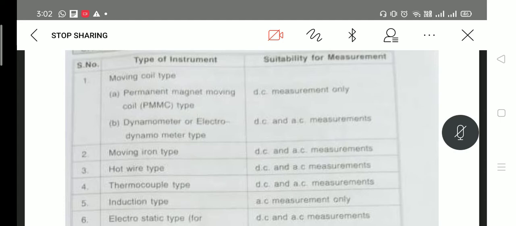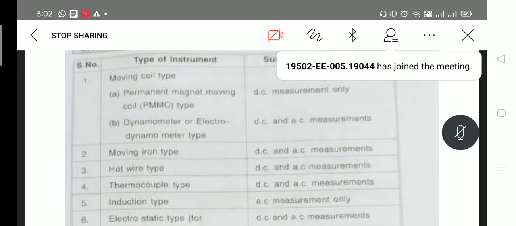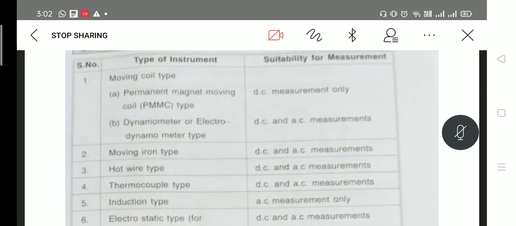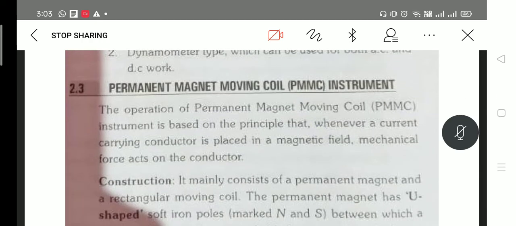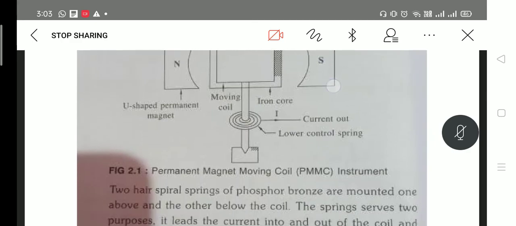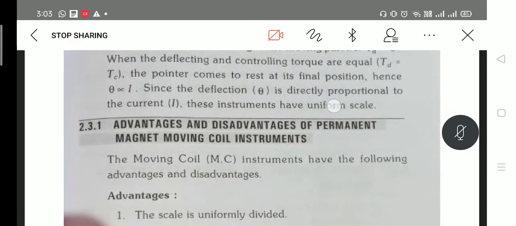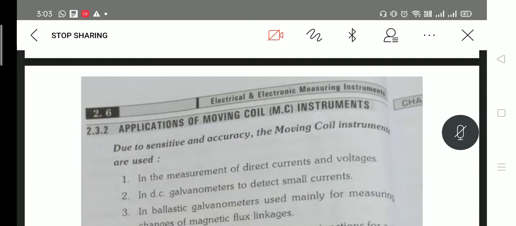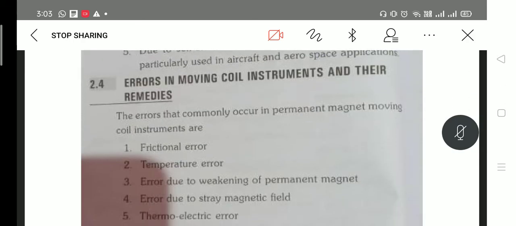Moving coil instruments are permanent magnet moving coil. Already we discussed these three topics: permanent magnet moving coil PMMC type, dynamometer type wattmeter, that is power measurement, and moving iron type. These three methods we already discussed in the last classes, right? In the moving coil instrument we have some errors. Those errors we discuss now: errors in moving coil and their remedies.